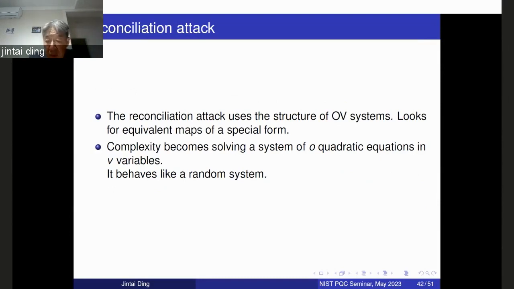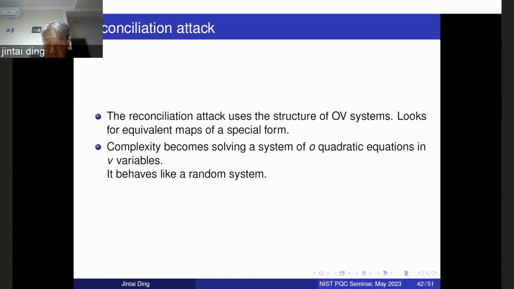So let me simplify the reconciliation attack. In my opinion, the reconciliation attack can be described simply as finding the null space directly by solving a quadratic system. You can pretend you can find the basis for T inverse O, and since the basic property is that it vanishes in the system, you can just calculate the corresponding equations. These are again quadratic systems, so in the end, the complexity becomes solving a system of quadratic equations in m variables.